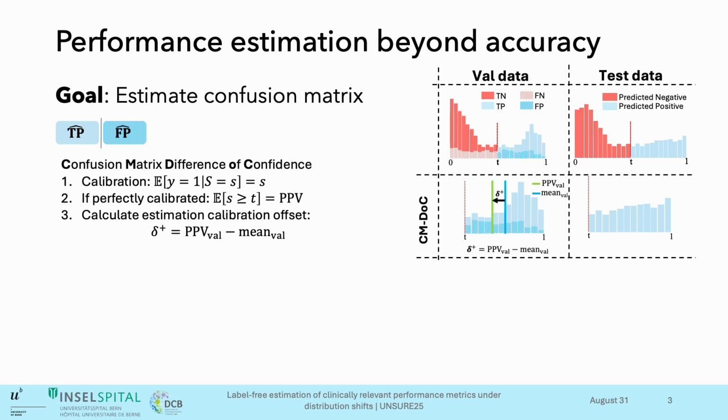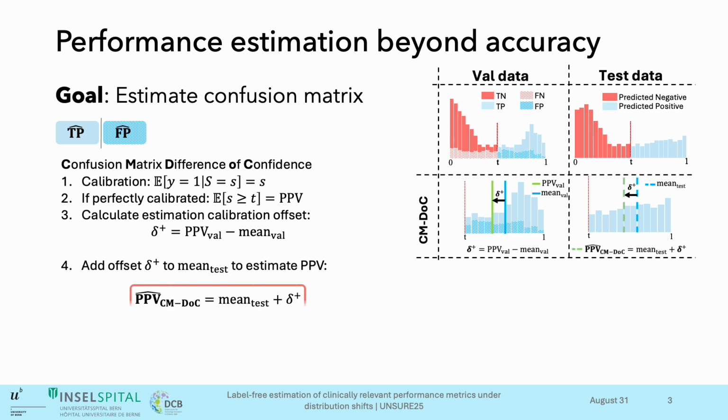To correct for this miscalibration, we calculate the true PPV on the validation set, compare it to the mean confidence, and use the difference as an offset. We then apply this offset to the test set mean, giving us an adjusted estimate of PPV on the unlabeled test data.